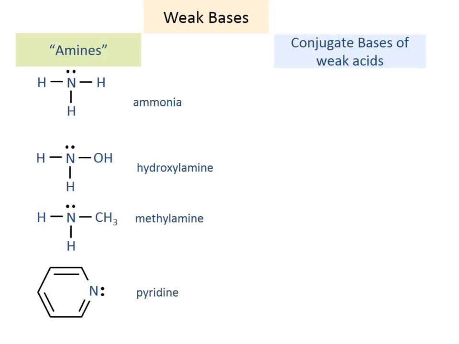Now, weak bases will either be amines, like you see on the left here, or, at the end of this section, we're going to learn that weak bases might also be the conjugate bases of weak acids, and we will learn that at the very end of this chapter. We'll come back to that.